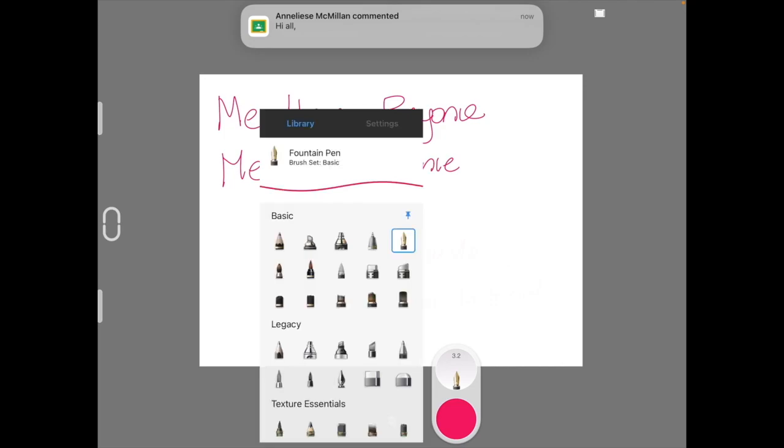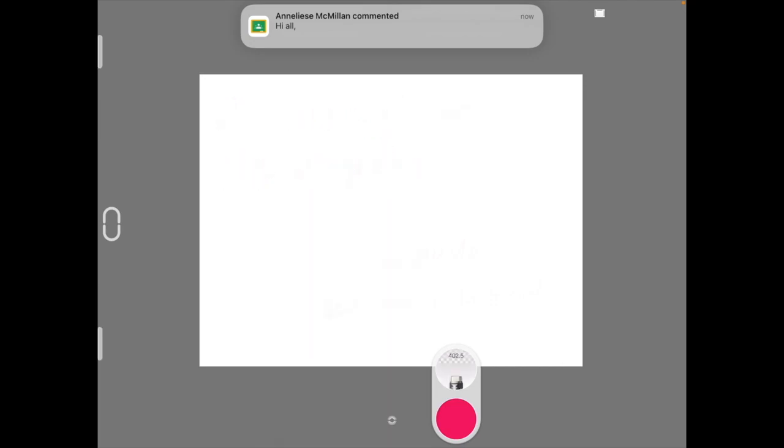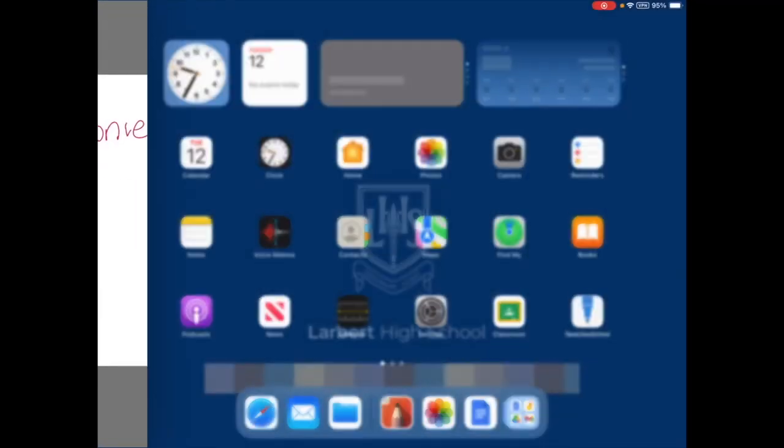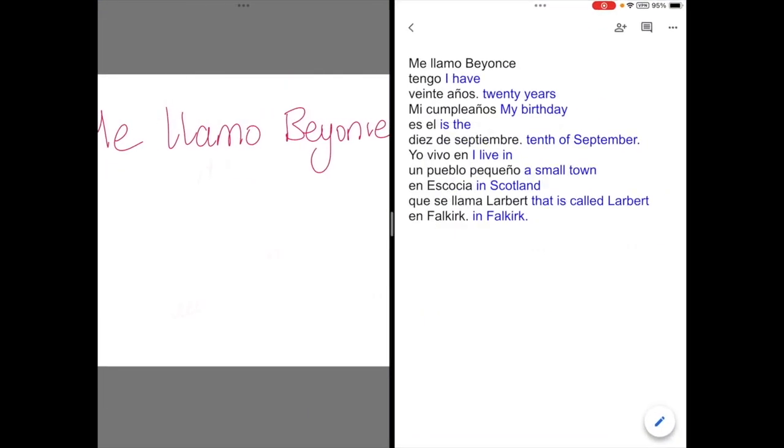I would then take away what I've got. And then I would test myself. Can I then write that out? Me llamo Beyoncé. And then I want to check that. Was I right? Yes. And then I can add on my next chunk, which is tengo.